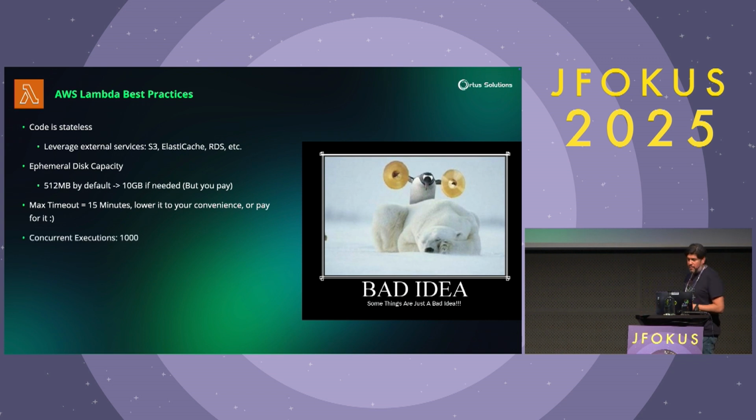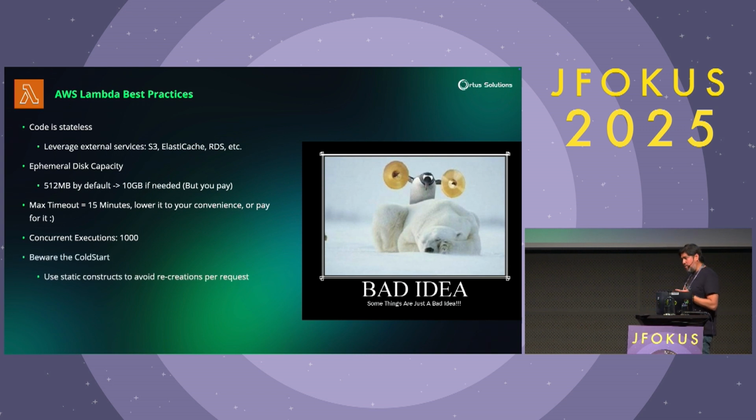Concurrent executions as well. I mean, they have a pretty high limit. You can do up to 1,000 at once. Okay? If you need more, you can probably deploy into different instances and then load balance them. So you have that capability if you need more than 1,000 requests immediately.